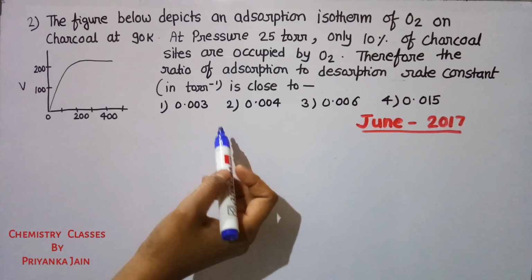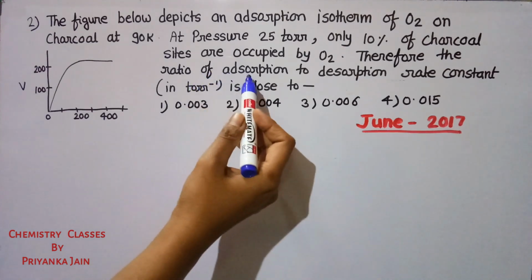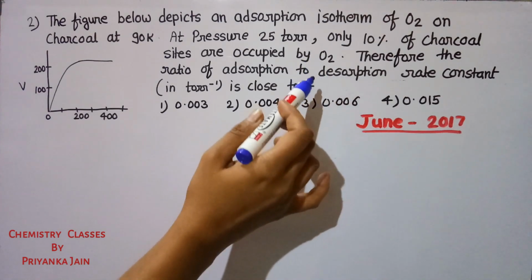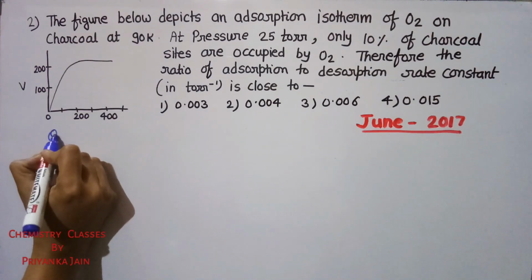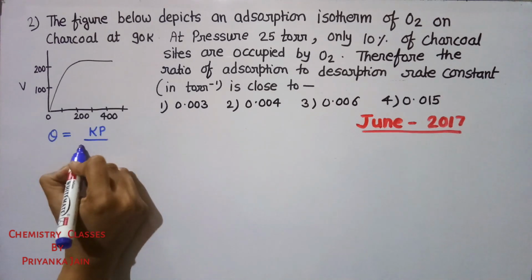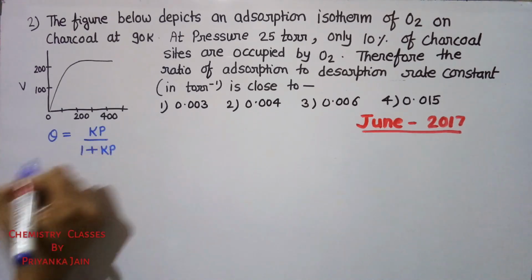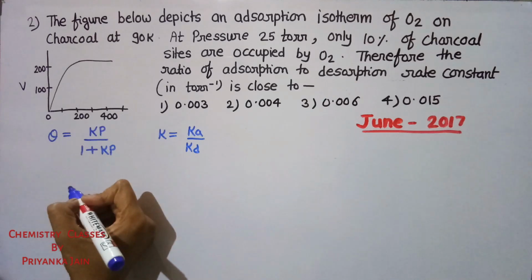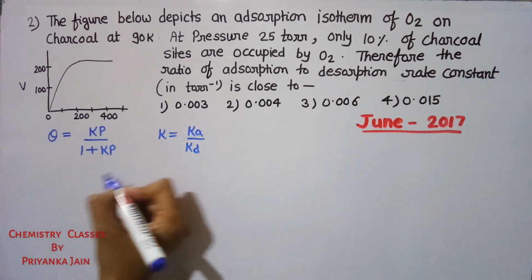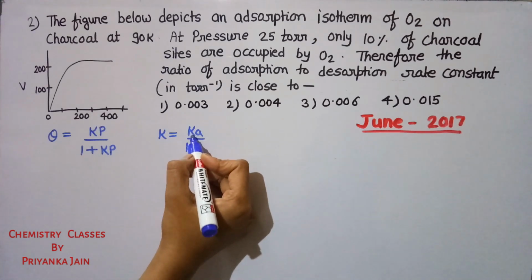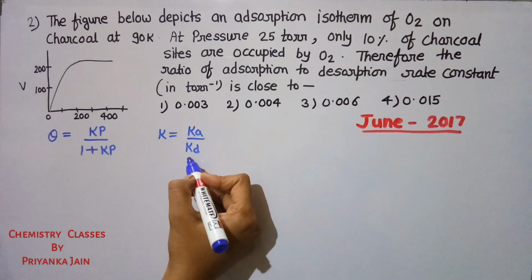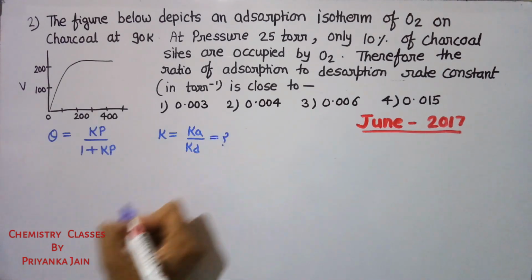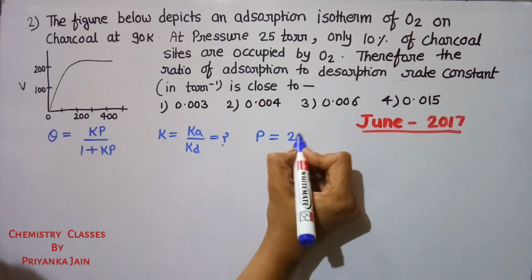Okay, in this question we have to find out the ratio of adsorption to desorption rate constants. It means Ka divided by Kd, that we have to find out. And we know that according to the Langmuir adsorption isotherm, theta is given by Kp upon 1 plus Kp. Now what is this K? This K is Ka upon Kd. When we derive this equation, I have made a video on the Langmuir adsorption isotherm, you can watch that video. In that video, you can see that Ka is the rate constant for the adsorption process and Kd is the rate constant for the desorption process. So this is the ratio that is asked. Okay, pressure given to us is 25 torr.